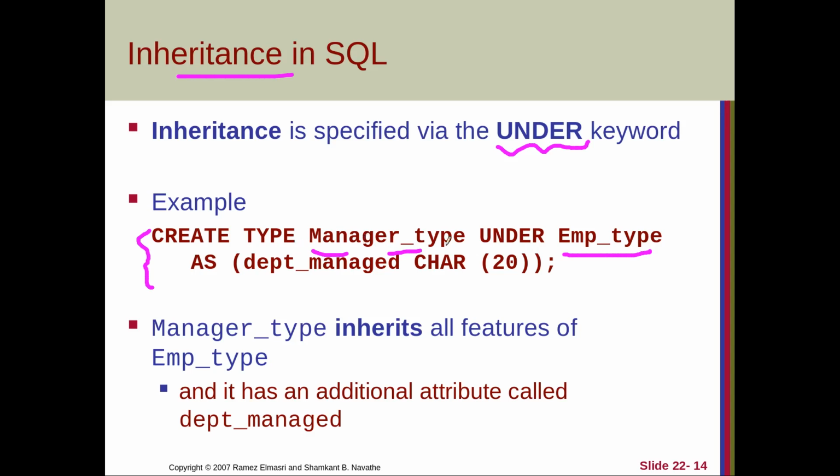Create type manager type under employee type as, then within brackets provide the attributes for manager type, that is department managed, its type and size, close it, semicolon. Now this manager type consists of all the properties of employee type as well as its own, that is department managed. So the manager type inherits all features of employee type, and it has its own feature, which is exactly similar to our C++ and Java inheritance concept. The only difference is the usage of the under keyword.